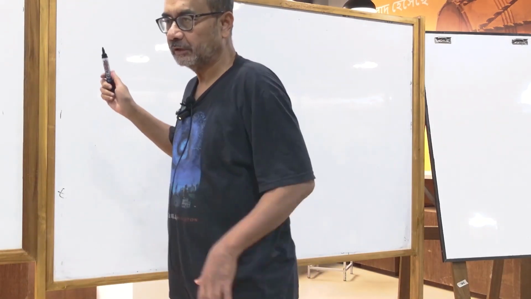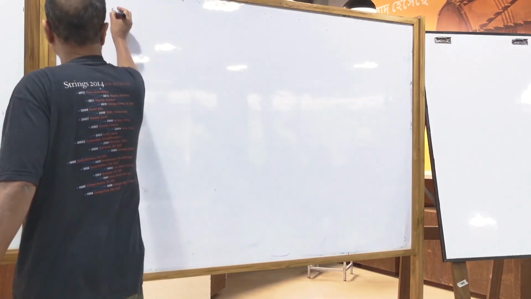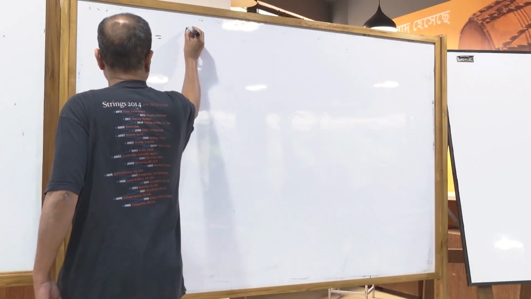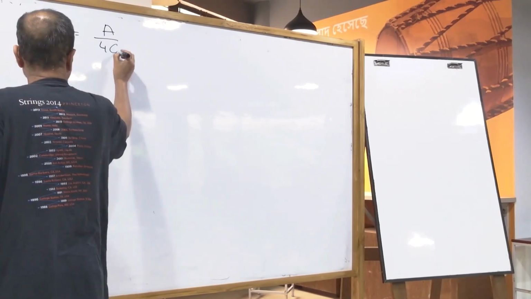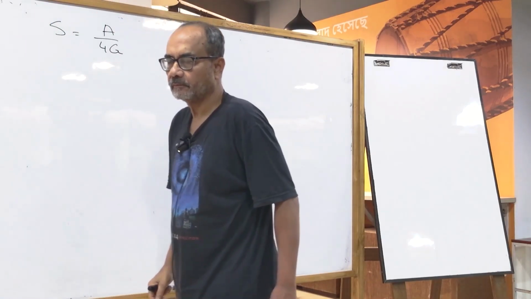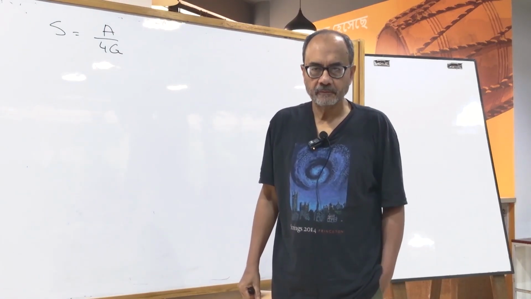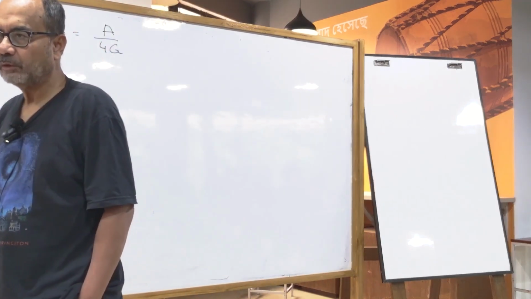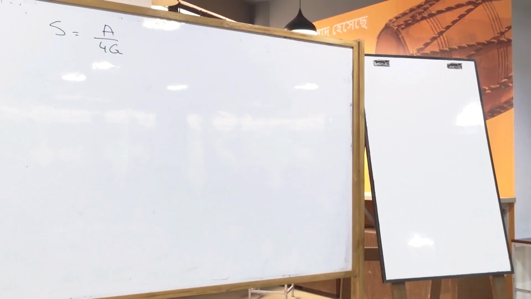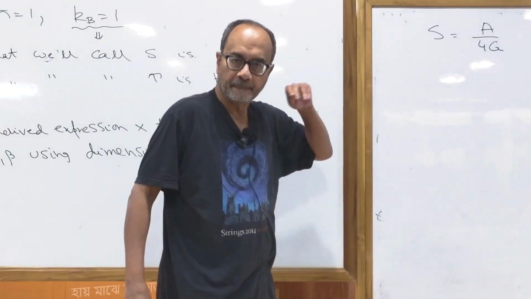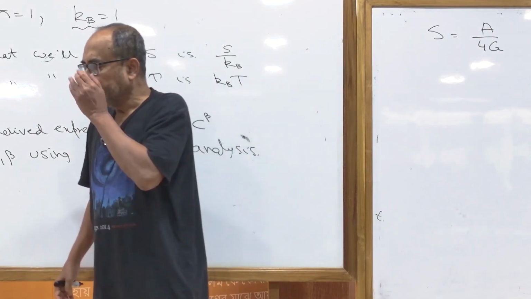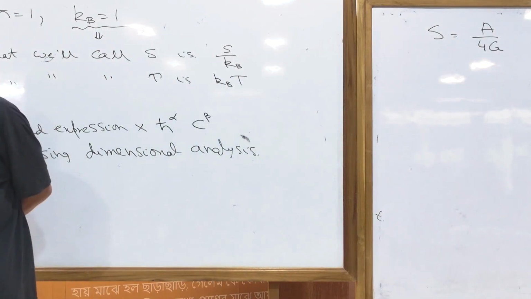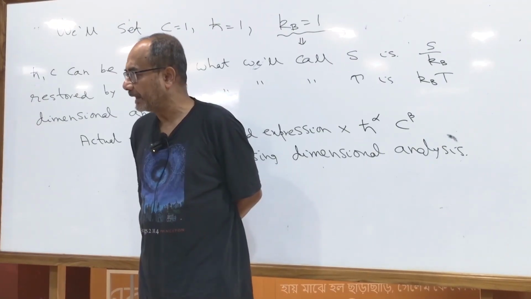See, if you use this notation, then the entropy formula becomes A over 4G. If you take the original formula that I gave, which had the C cube, H bar, KB, etc., and then set KB equal to 1, H bar equal to 1, C equal to 1, you get this formula. Now, let's see if we can recover the actual formula from this one. Suppose I have given you S equal to A over 4G. How will you recover the actual formula?